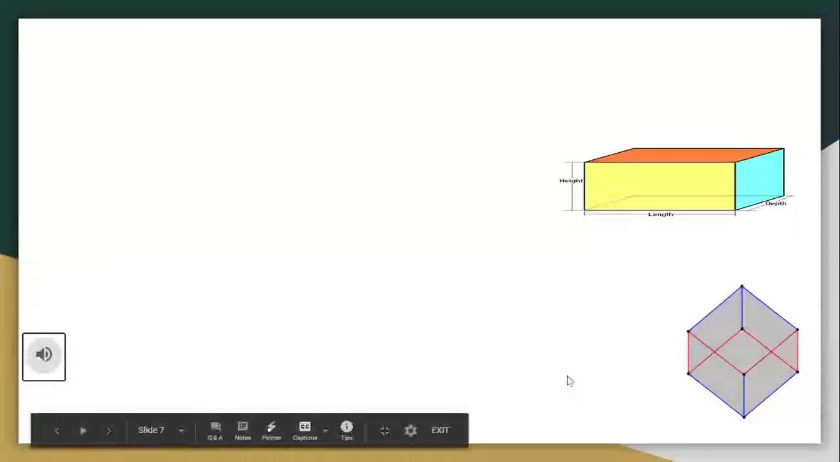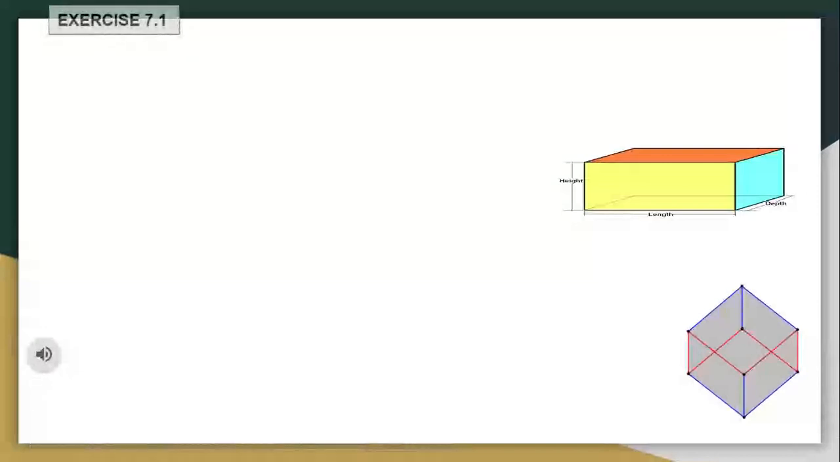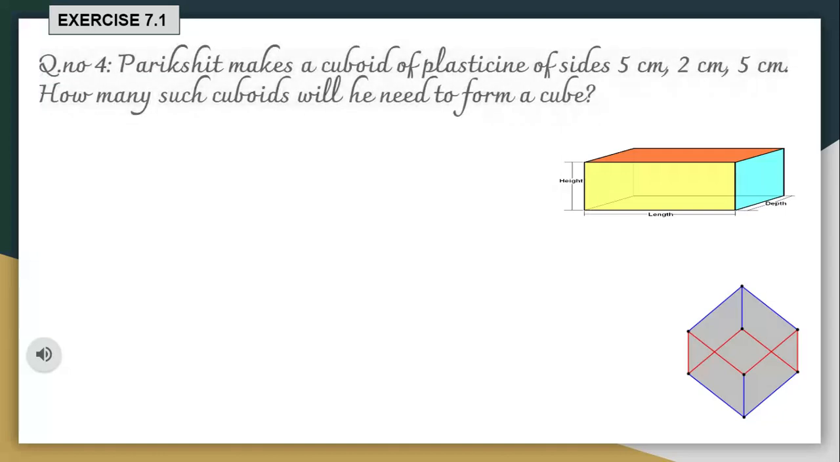So now let me solve the last question of this exercise, that is exercise 7.1, question number 4. The question is, Parikshit makes a cuboid of plasticine of size 5 centimeter, 2 centimeter, 5 centimeter. How many such cuboids will he need to form a cube? Means here the measurements of the cuboid are given. Now you have to find how many cuboids are required to make a cube, isn't it? So here the cuboid has sides 5 centimeter, 2 centimeter and 5 centimeter.